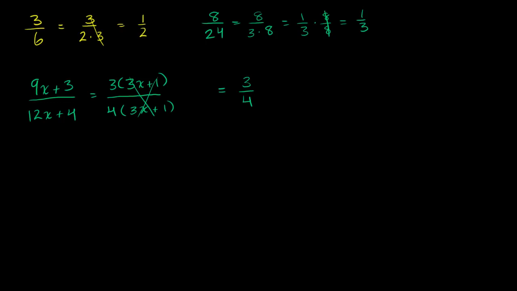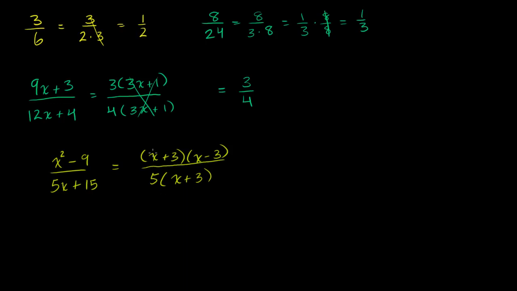Let's do another one. Let's say we had x squared minus 9 over 5x plus 15. So what is this going to be equal to? The numerator, we can factor. It's a difference of squares. We have x plus 3 times x minus 3. And in the denominator, we can factor a 5 out. So this is 5 times x plus 3.